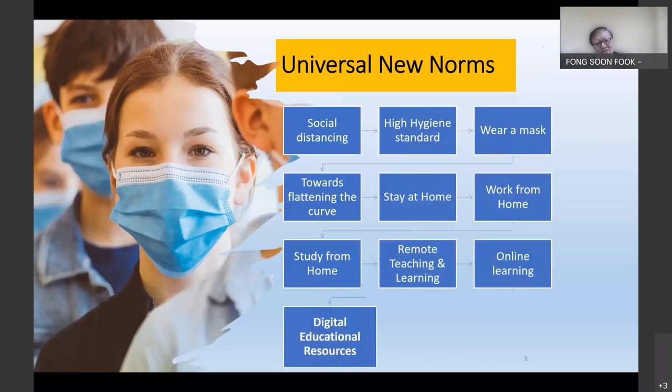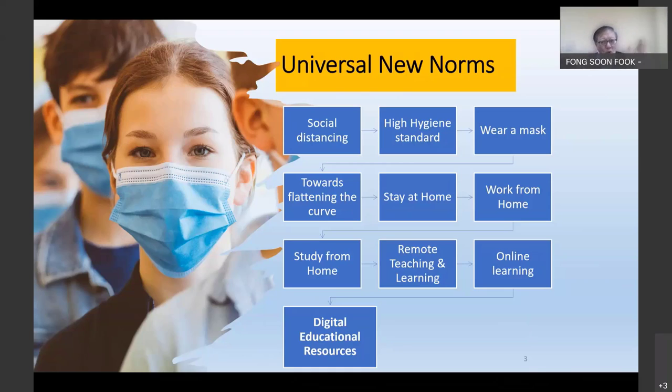This is our universal new norm. Social distancing, new hygiene standards, everybody wearing masks, and all of it is an attempt to flatten the curve. So many times you are either staying at home, working from home, or studying from home, and educators and students are experiencing something called remote teaching and learning. Some people call it emergency remote teaching and learning. Indeed, it's an emergency, and it's supposed to be, quote, temporary. For how long more, we're not too sure, but apparently we are coming back.